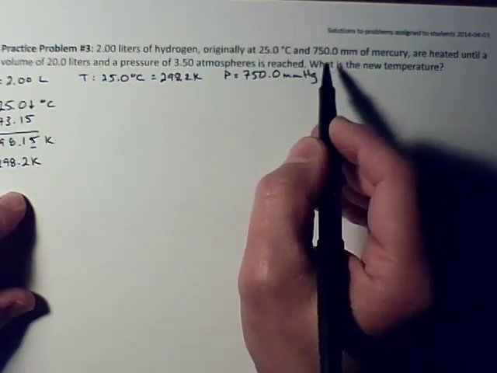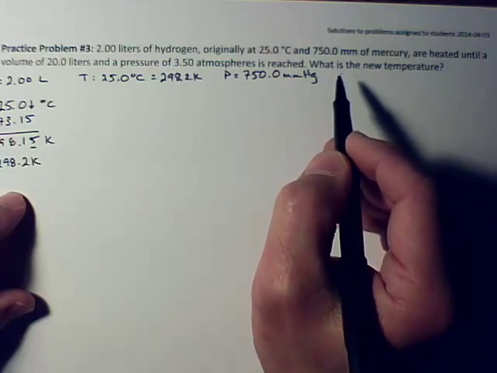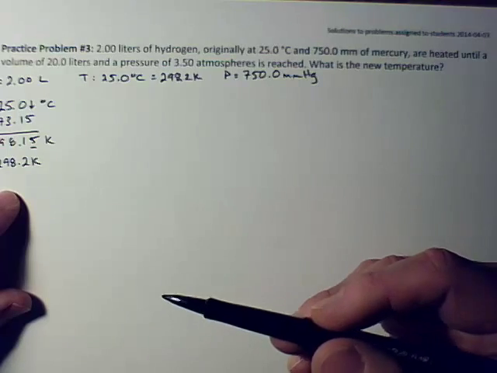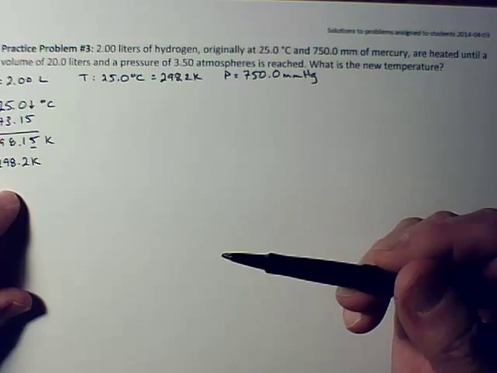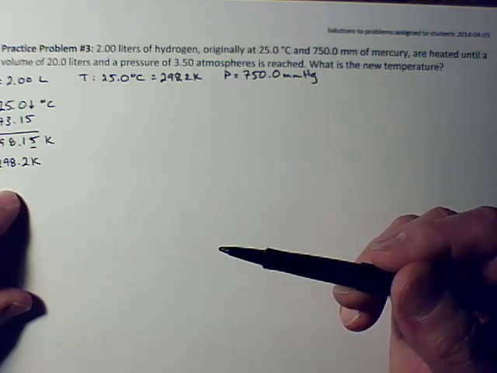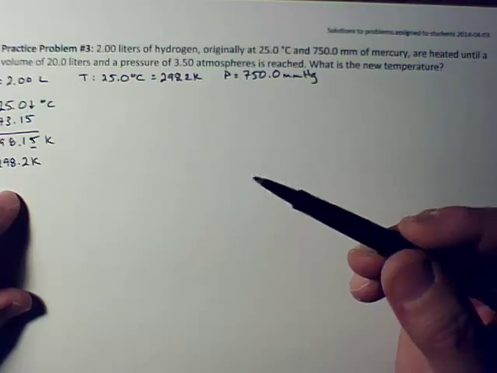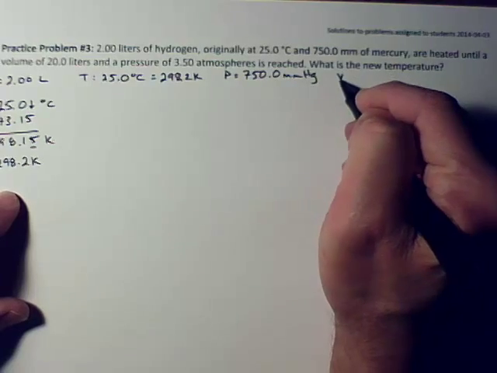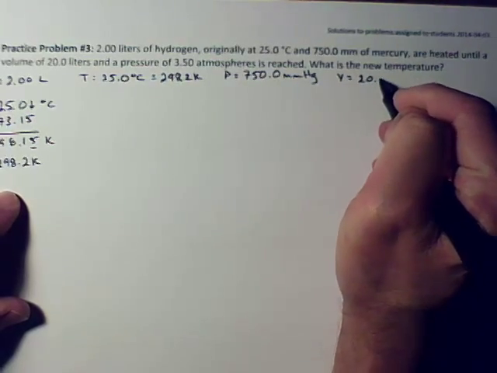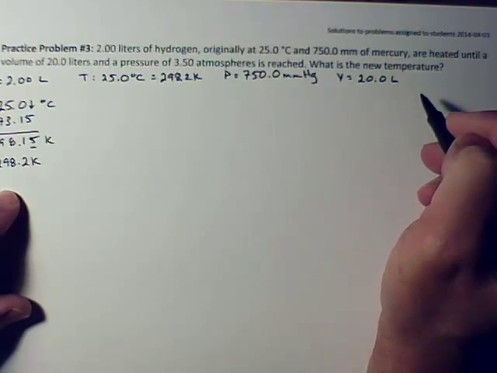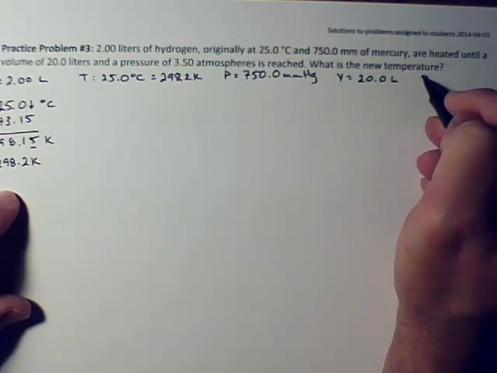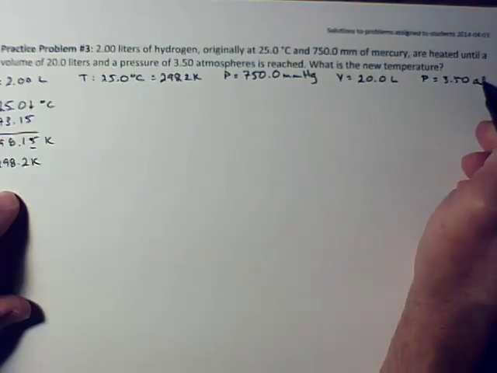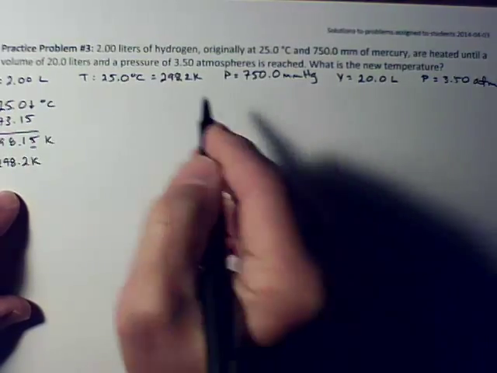That it is pressure, in case you look at that and say, well, that's a length measurement. Well, that's also how we measure pressure. It has to do with where the mercury rises to or drops to on a glass tube device that's measuring the pressure. Okay, and then we've got a volume of 20 liters and a pressure of 3.50 atmospheres. And we want to find a new temperature.